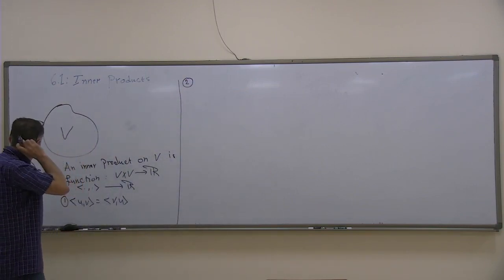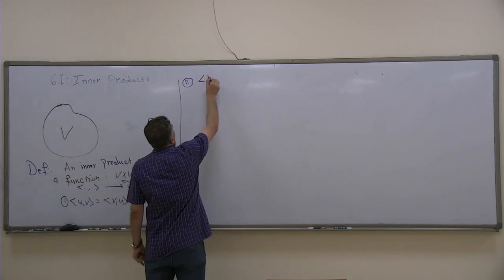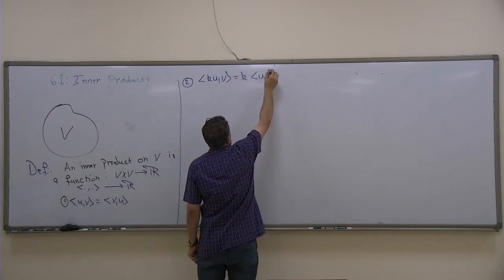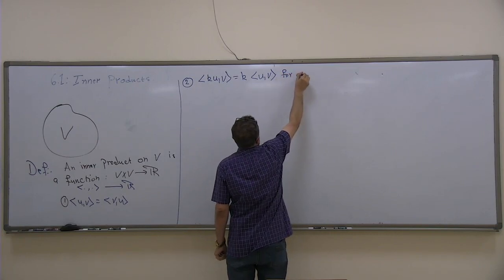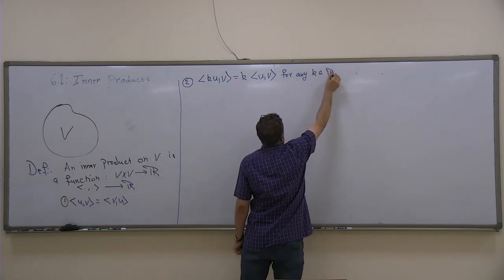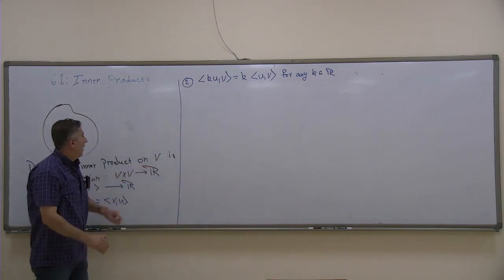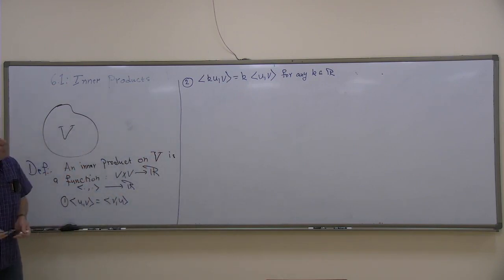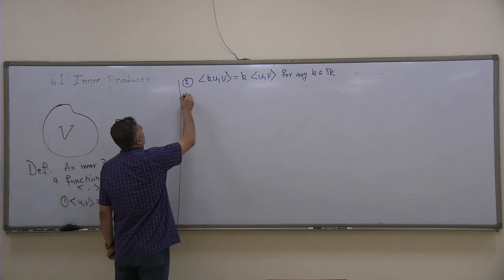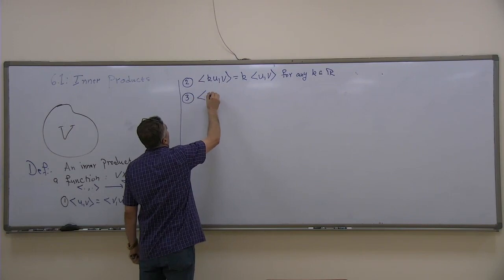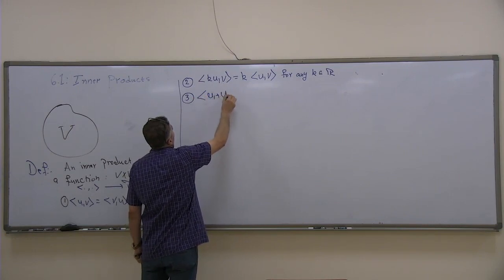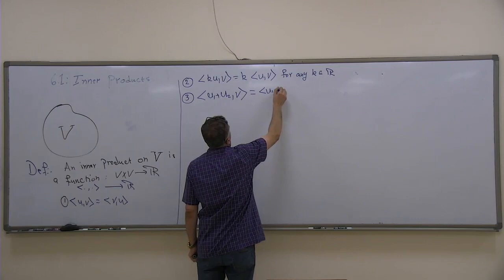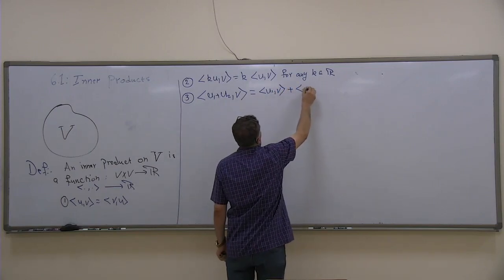Number 2, we need the inner product of ku and v to be k times the inner product of u and v, for any k belonging to R, and of course any u, v in your vector space V. Number 3, we need the inner product of u1 plus u2 with v to be the same as the inner product of u1 and v plus the inner product of u2 and v.